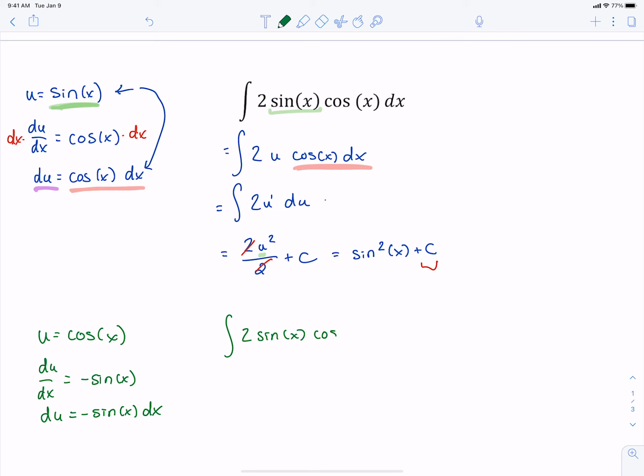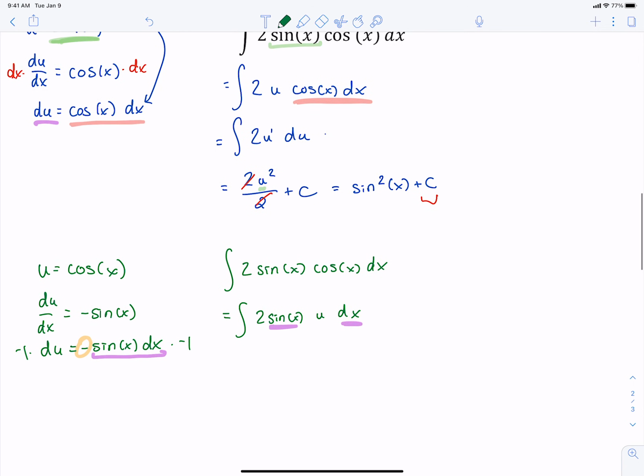And after we do that first part of the substitution, we get the integral of 2 sine of x times u dx. Inside of our integral, we've got a sine of x and we've got a dx. We've got those two things, but what we don't have is the negative 1. Well, you know what we can do? We can multiply both sides by negative 1 so that we get negative 1 times du is equal to sine of x dx. So we are going to replace the sine of x and the dx that we do have in our integral with a du and a negative 1.